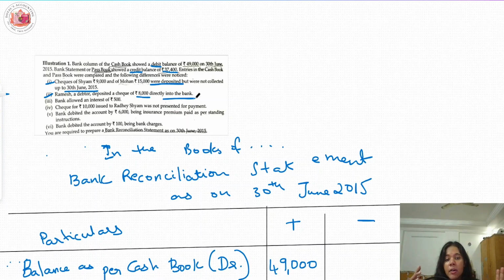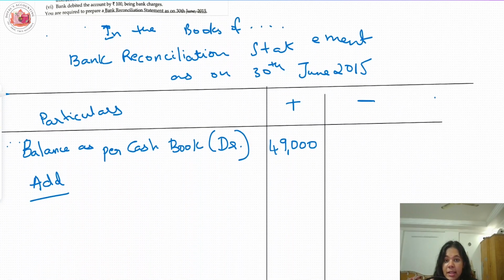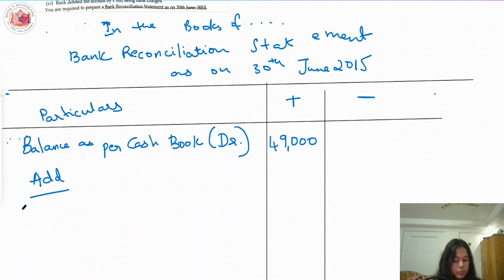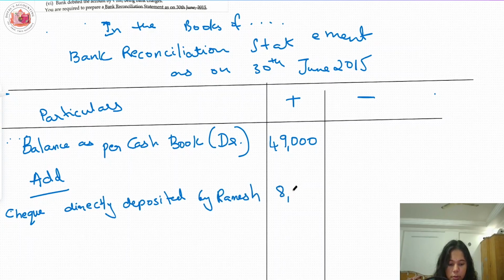This has been recorded in my passbook, but in my cash book I have not recorded it, because I didn't know that this customer Ramesh has directly deposited the check in the bank and the check has also been cleared. I have come to know now. So I will add 8,000 rupees to my cash balance because my cash balance is less by 8,000 rupees. Check directly deposited by Ramesh, 8,000.